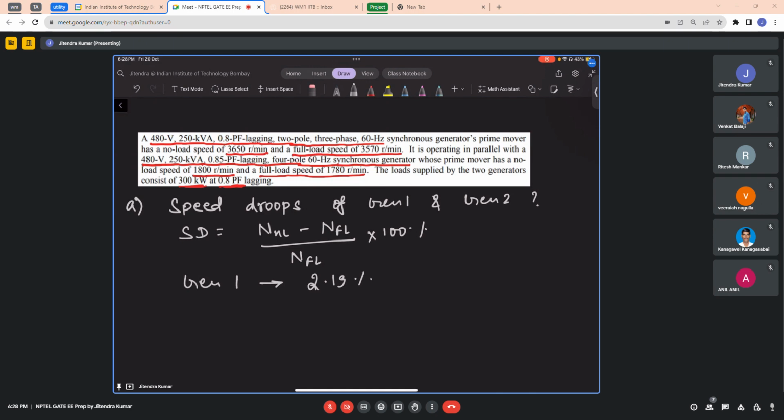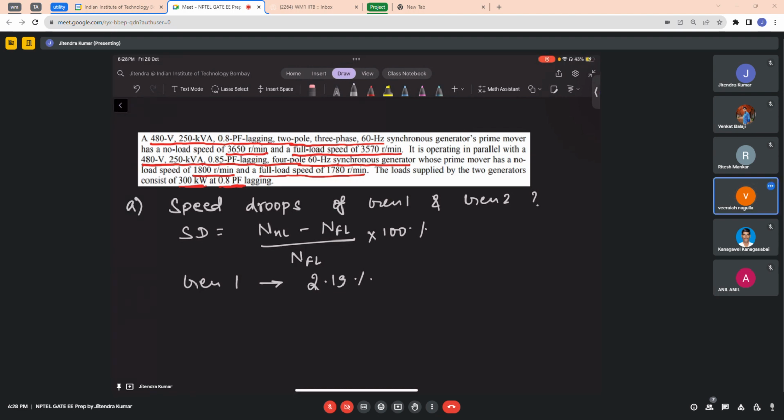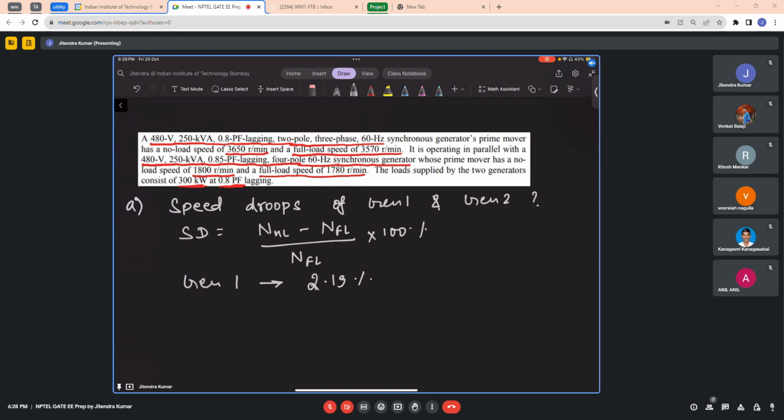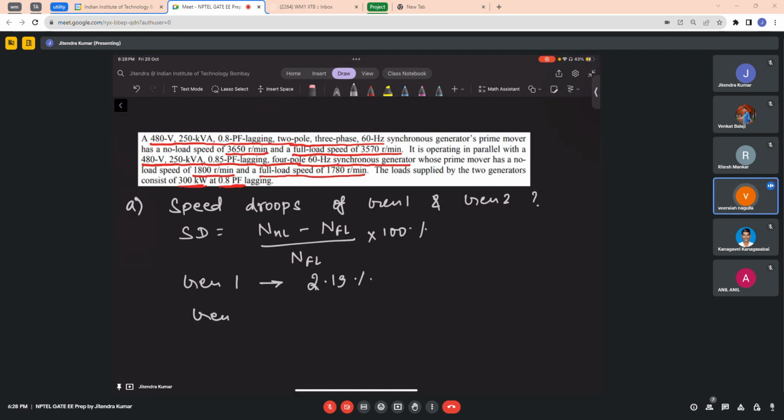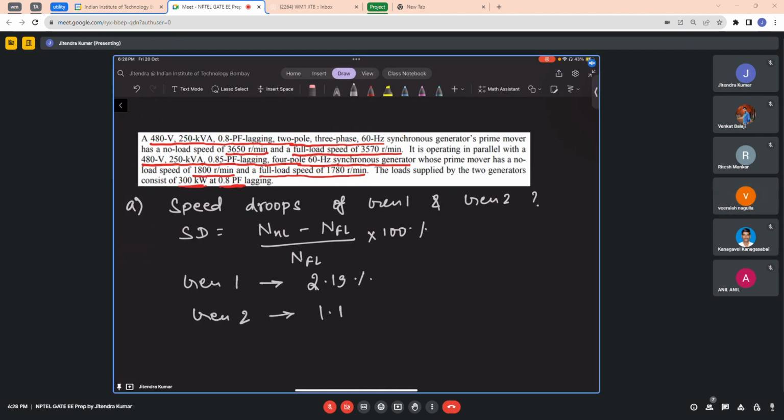The no load speed you can easily calculate, or it is given, right? 3650. And generator 2 is 1.123 percentage. Yes, sir. Yeah, that's correct. So both these values are correct.